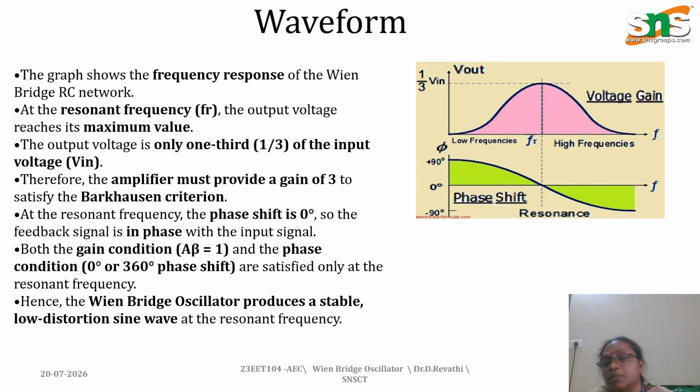In this diagram, at the maximum frequency the value of Vn is 1/3. So we have to amplify the input voltage three times, and only then does it reach the maximum frequency, the resonant condition. At the same frequency, the phase shift is happening, so the oscillator conditions will be satisfied.